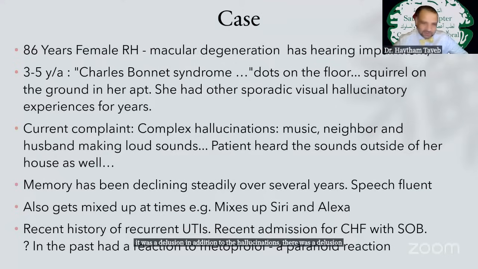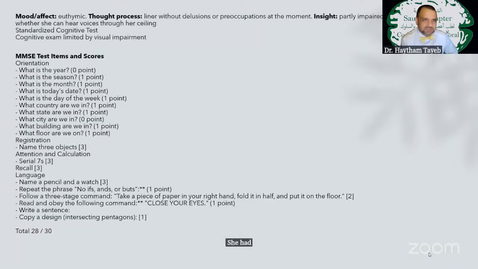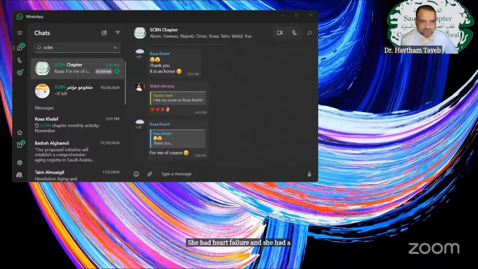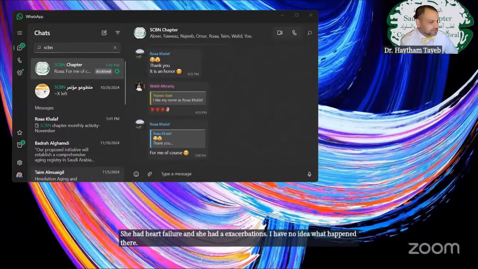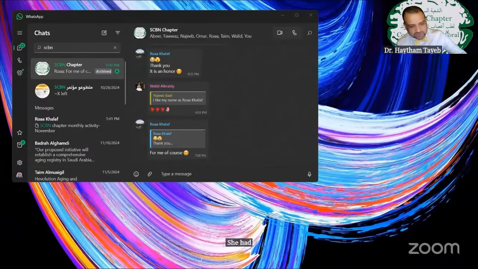There were also some memory and attention issues. She would mix up Siri and Alexa. She also had some medical history, as you can see: recurrent UTIs, and heart failure with exacerbations. Let me just bring you guys back up.